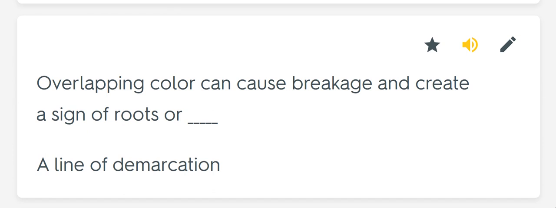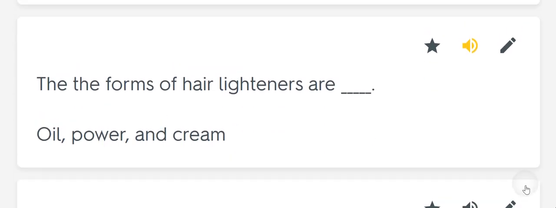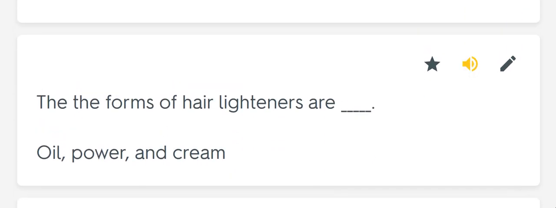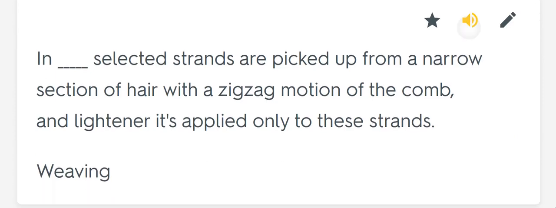Overlapping color can cause breakage and create a sign of roots or a line of demarcation. The forms of hair lighteners are oil, powder, and cream. In weaving, selected strands are picked up from a narrow section of hair with a zigzag motion of the comb and lightener is applied only to these strands. Weaving.